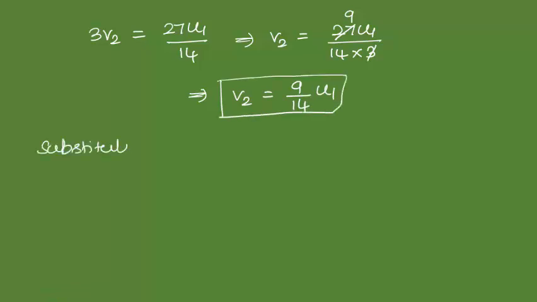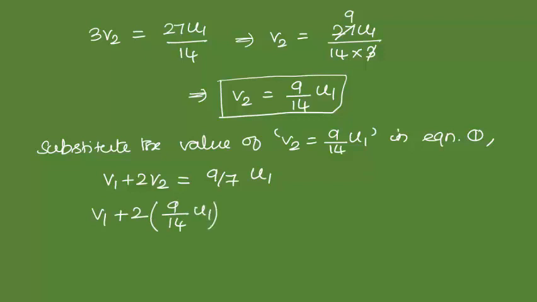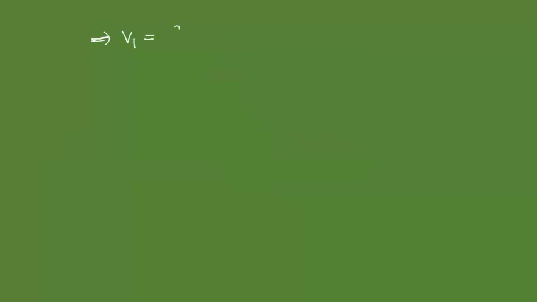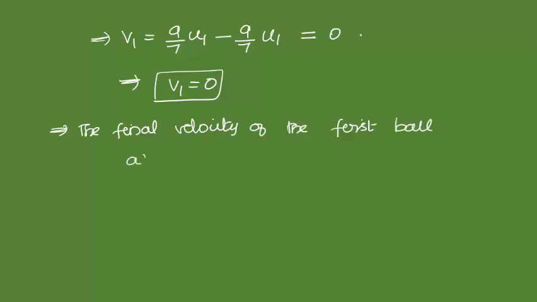Now we can substitute the value of v2 as 9 by 14 u1 in equation 1. Equation 1 is v1 plus 2v2 is equal to 9 by 7 u1. Substituting the expression for v2 as 9 by 14 u1 in this equation, the 2 and 14 can be simplified. So v1 plus 9 by 7 u1 is equal to 9 by 7 u1. So v1 is equal to 9 by 7 u1 minus 9 by 7 u1, that is equal to 0. That is, the final velocity of the first ball after the impact is 0, hence proved.